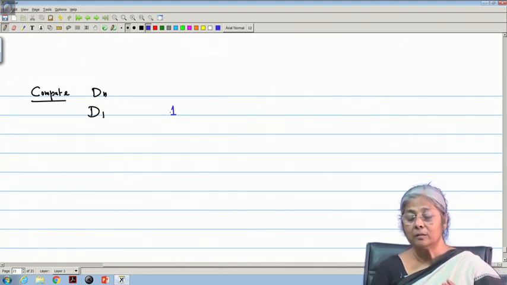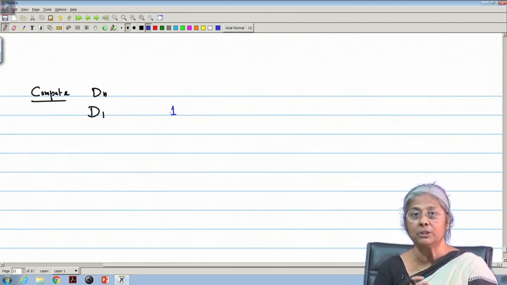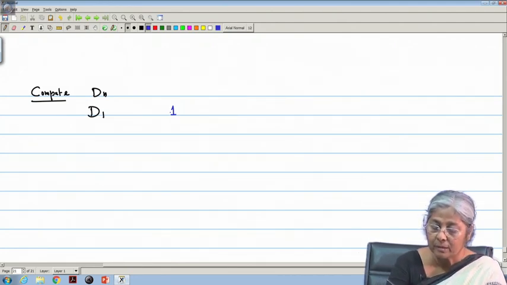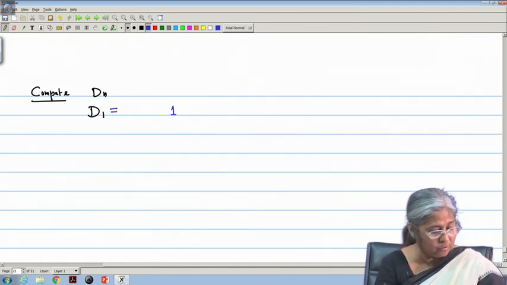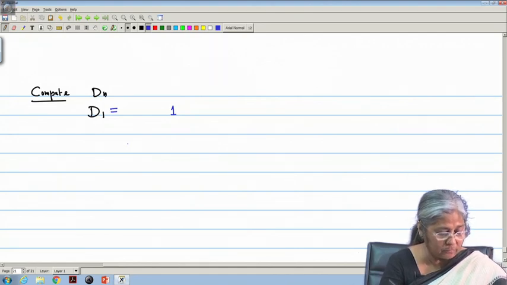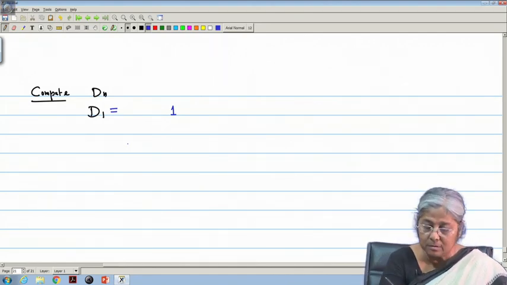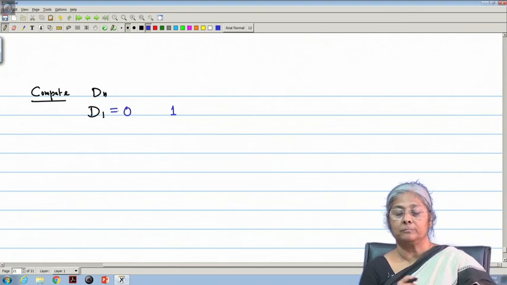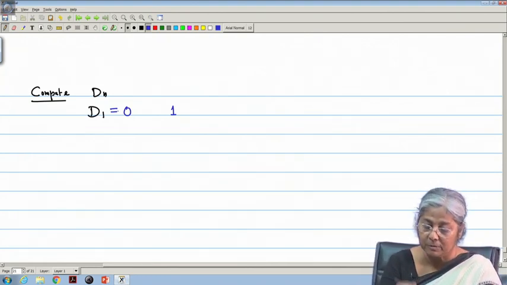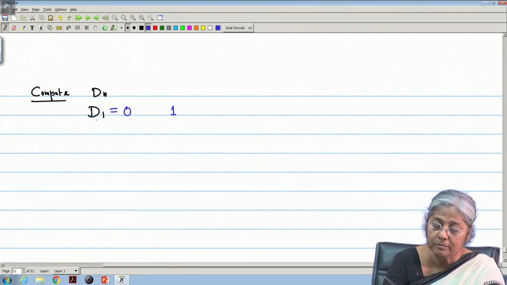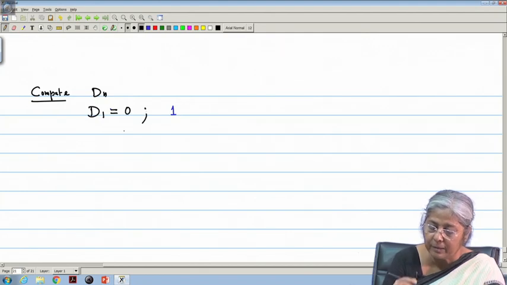Then no derangement is possible, because there is only one position and it is fixed. So my D1 is equal to 0, because no derangement is possible. Now, D1 is 0. Now, I have D2.